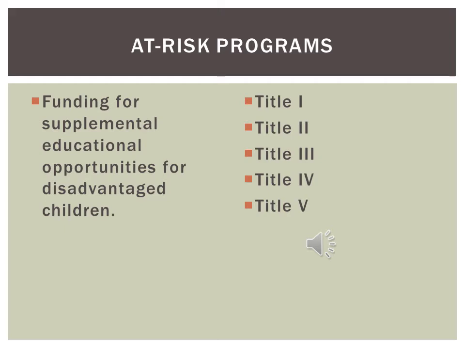Title II is for teacher training. Title III is basically for English language learner students. Title IV is for student support and academic enrichment programs. And Title V is for rural school districts. So just know that there are different ways, but there is funding for those at-risk students as individuals that come from these different programs.